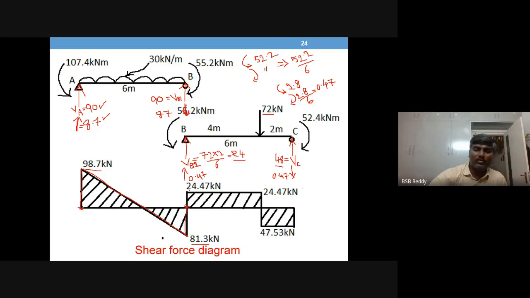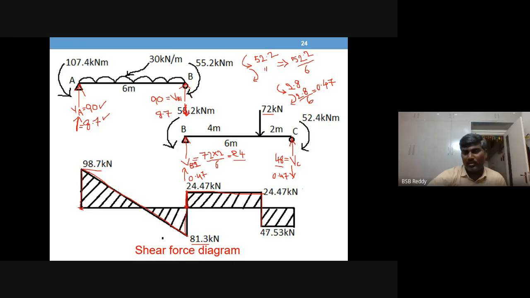So what is the total reaction at B? 24 from load, 0.47 from moment. Both are in the same direction. So 24 plus 0.47, 24.47 is this ordinate. Then there is no load till the point load, so a straight horizontal line. Then there is 72 there, so come down by 72. So you will reach minus 47.53.